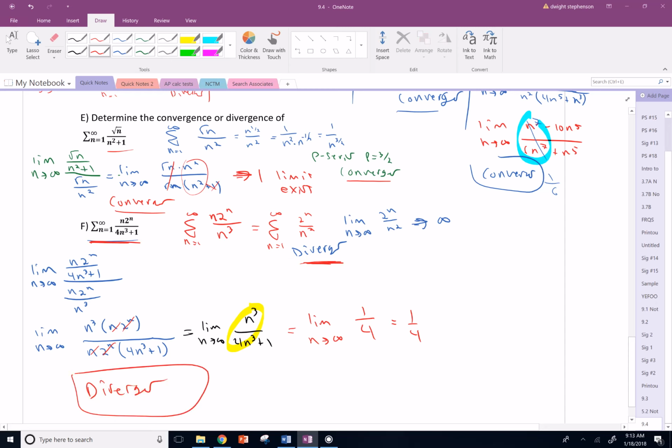Got it? There would be cases when this thing might fail, right? If you were doing this limit and you got infinity, then this limit test would fail, and you would have to figure out some other way to do it.